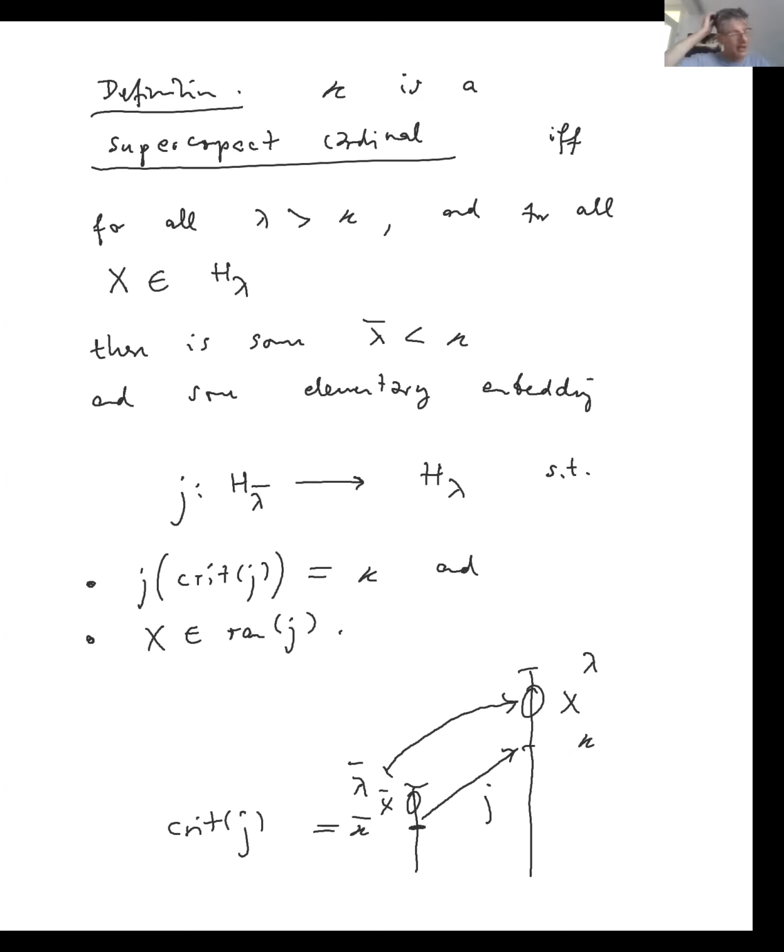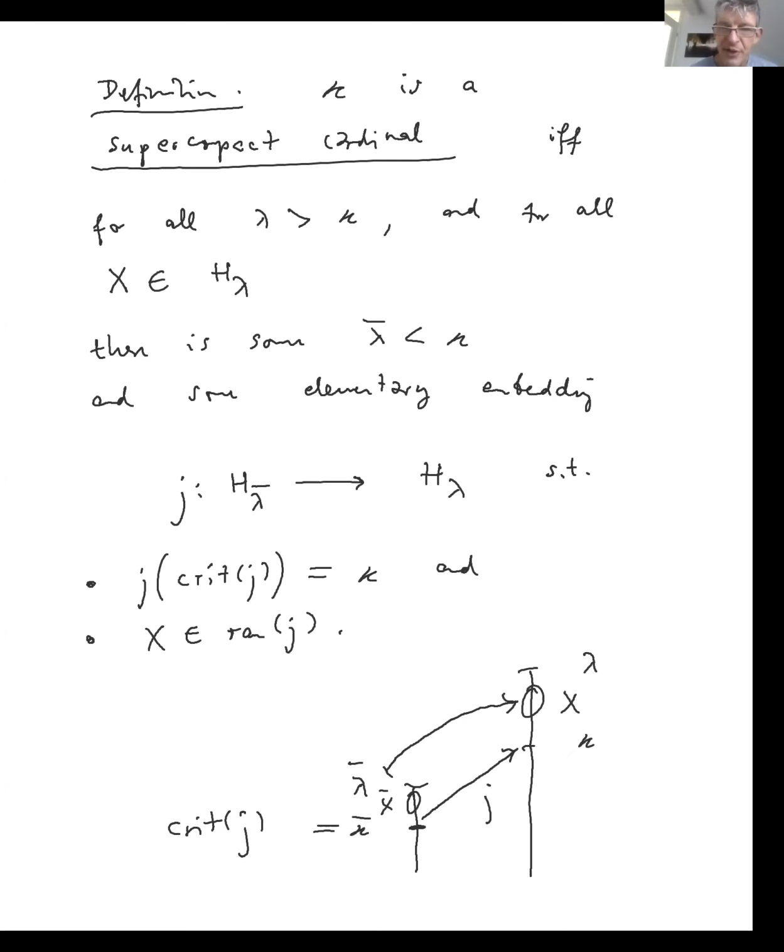So it's some kind of reflection or compactness or whatever you want to call it. And this is why these things are called supercompact cardinals. So this is the definition we are going to work with. So from this picture, for instance, you can play a little bit with it. And I encourage you at some point to play with the definition by yourself.